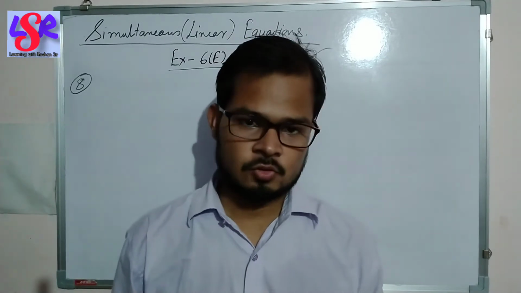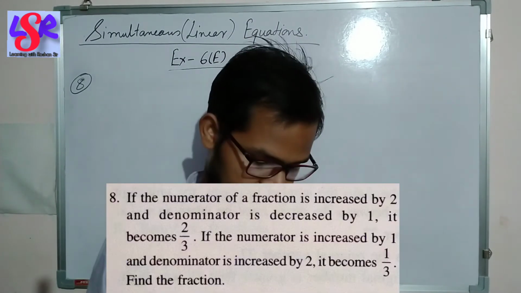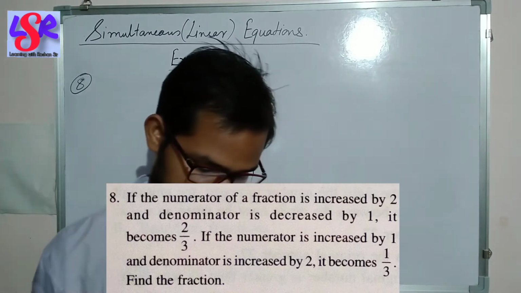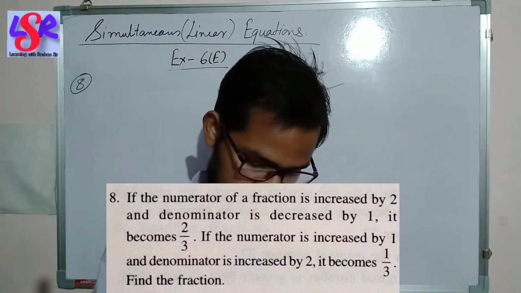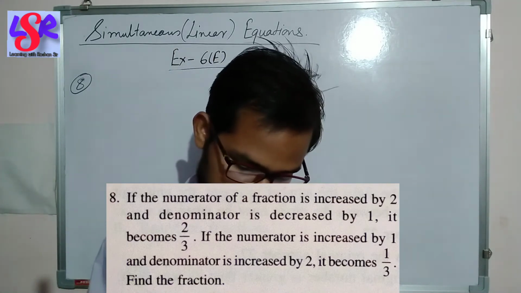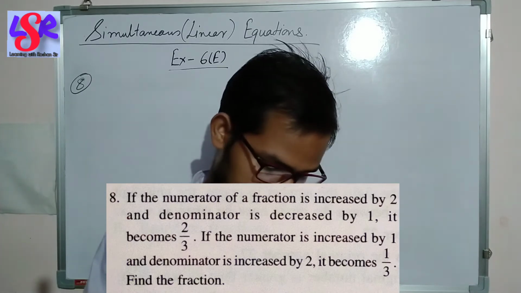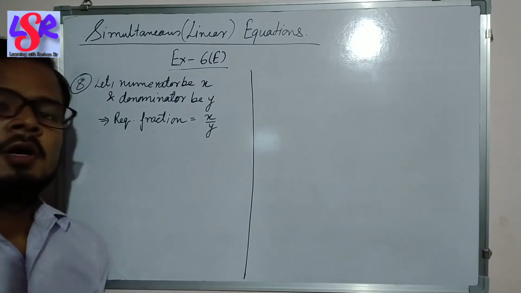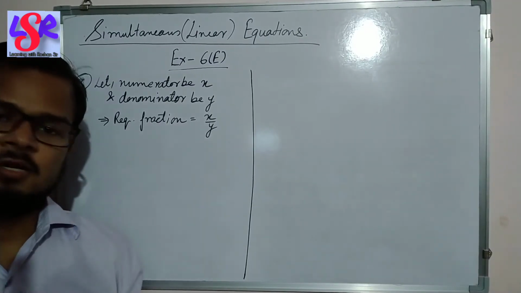Now let's go with question number 8. Here we have: the numerator of the fraction is increased by 2 and the denominator is decreased by 1, it becomes 2 by 3. If the numerator is increased by 1 and the denominator is increased by 2, it becomes 1 by 3. Find the fraction. Now let the numerator be x and the denominator be y.